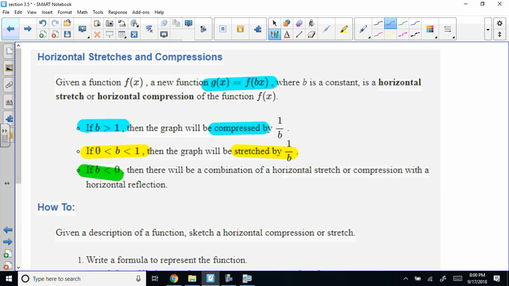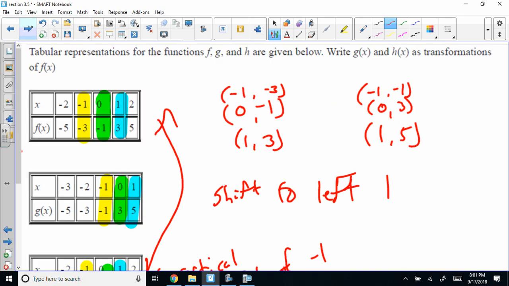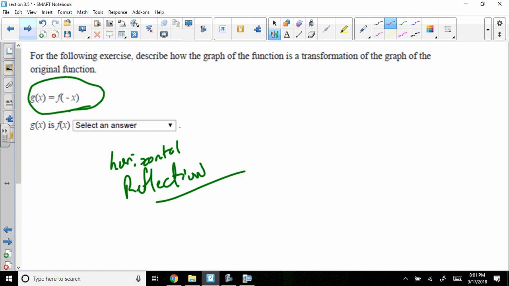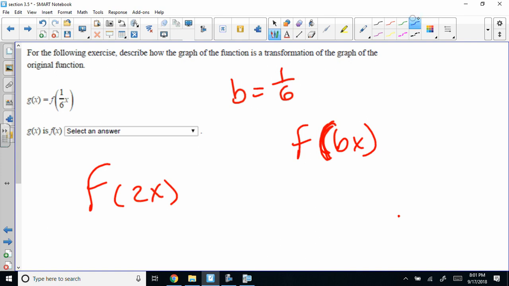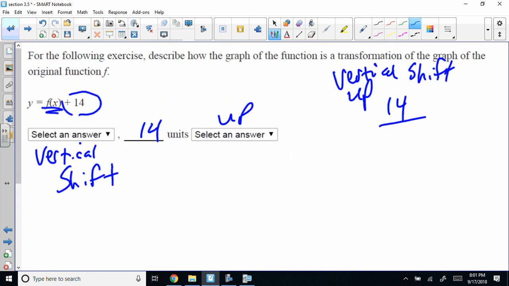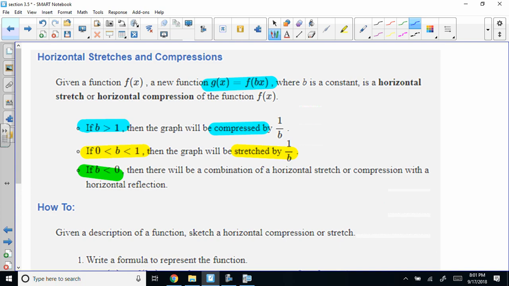Let's look at it. It's not that. Look, we can make up another one. f of 2x. What's B? B is 2. Now let's go back. Now, B is 2, right? So 2 is greater than what? So that would be a horizontal what?